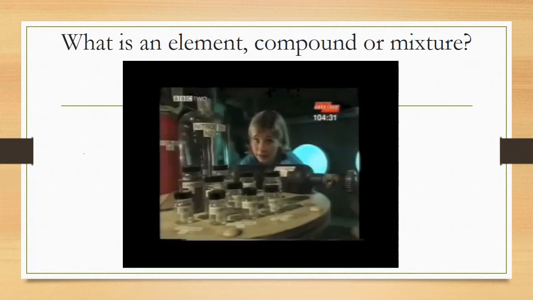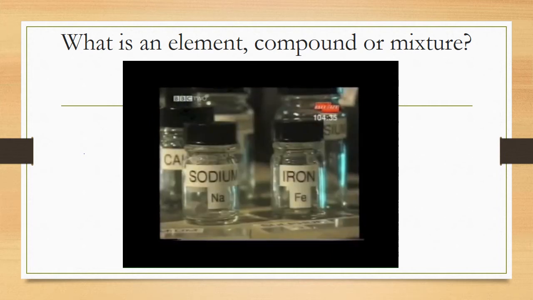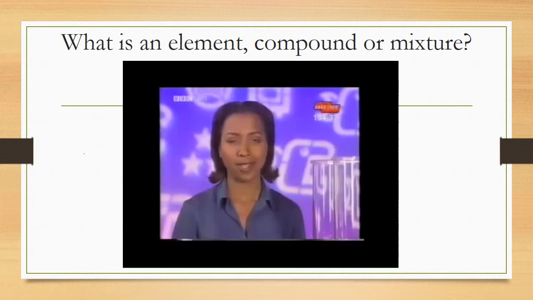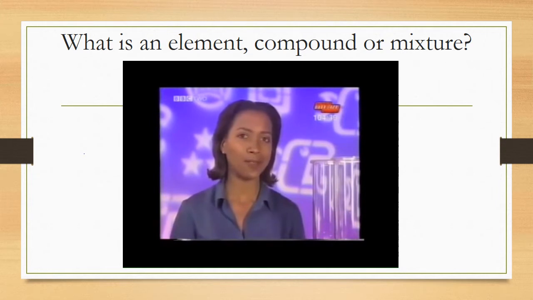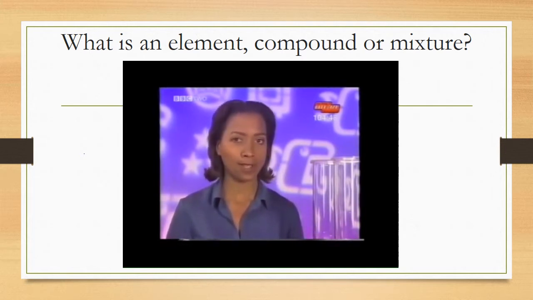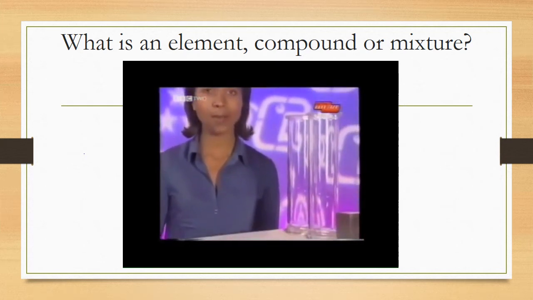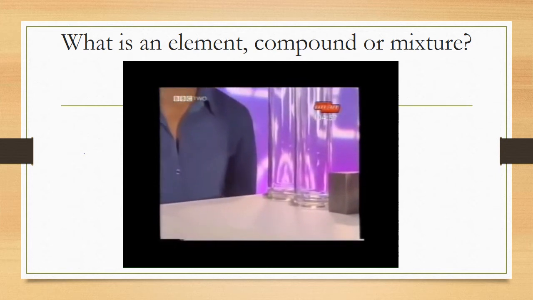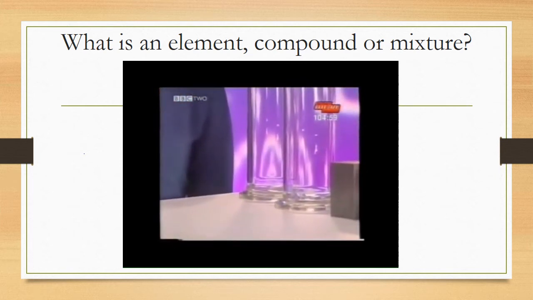This lot certainly don't look very tasty. In fact, some of these elements are toxic and dangerous. So, what's special about elements? They're pure substances that cannot be split up into simpler substances. All elements are made up of tiny particles called atoms, and each element is only made up of one type of atom. Elements can be represented by a symbol, and you've probably heard of some of the most common ones.